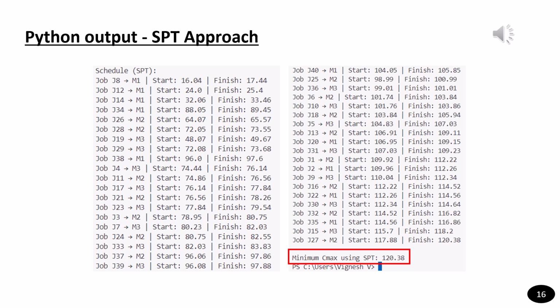Here is the Python output for the SPT strategy. While the jobs appear to be shorter in duration, we can notice that many start times are delayed unnecessarily due to ignored release constraints and higher setup transitions. This again confirms that processing time alone is not sufficient in environments where mold changes and shift constraints are dominant factors.